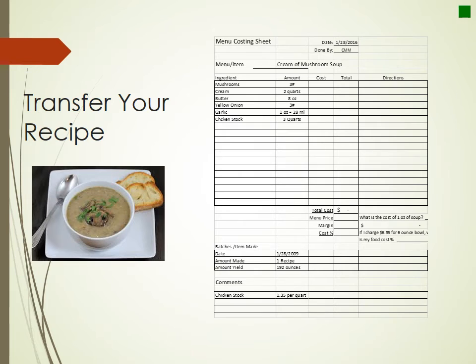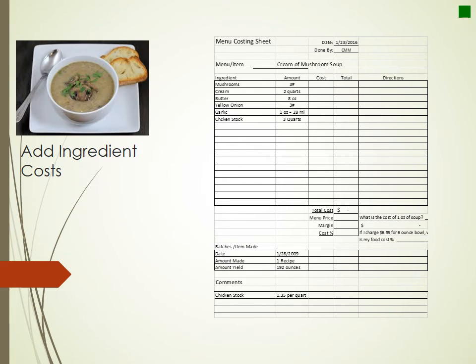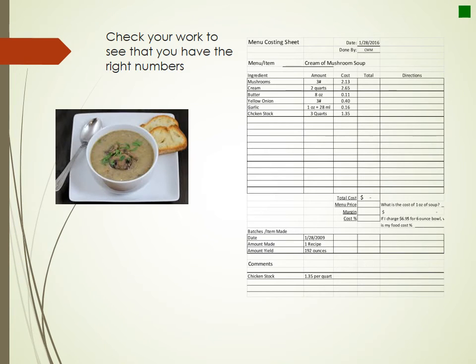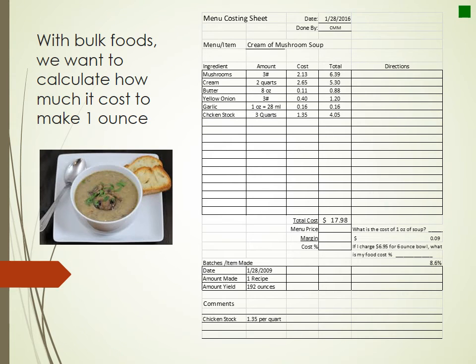Okay, here we go. We transferred the recipe onto the recipe costing sheet for you. Now you need to enter all the prices from your price sheet. So check your work again and see that you have the right numbers going forward. Then you'll do the math and add up the total cost to make the batch of mushroom soup. You'll also make a note about how the yield was, in this case 192 ounces. Dividing $17.98 by 192, we know it costs 9 cents for each ounce of soup.